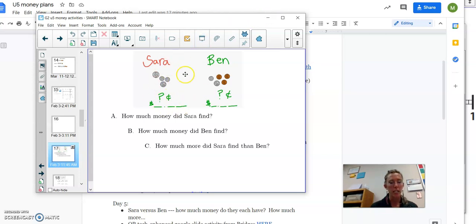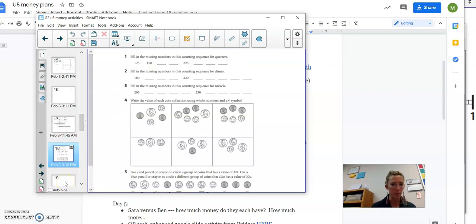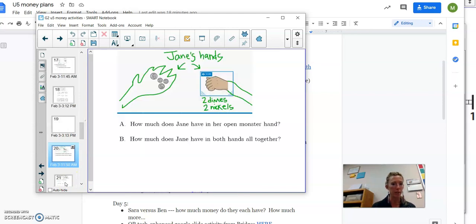So now we're giving them 2 different money amounts and we're comparing them. So how much money does Sarah have in her piggy bank? How much does Ben have saved up or in his pocket, right? How much did he find? Sarah found this out at recess. Ben found this out at recess. How much more did Sarah actually find than Ben? Because Sarah actually found more. So we not only need to know both amounts, but we also need to figure out how much more that is. Okay, and then we have a practice page on comparing amounts.